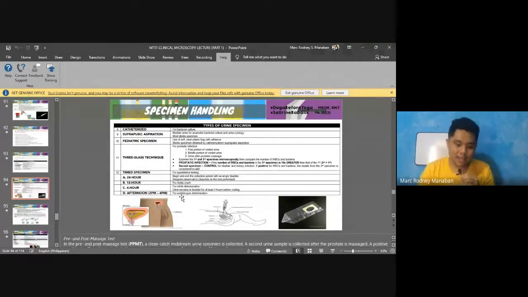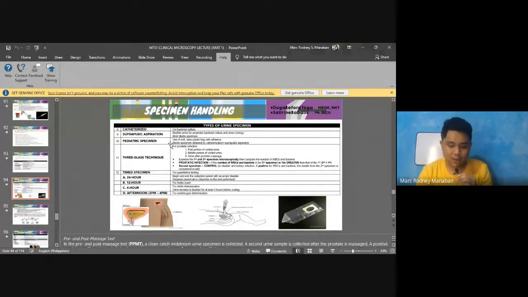Alright? So again, this is usually seen in patients with prostate cancer, where the prostate swells. So this is the prostate. The urethra gets pressed, so the urine cannot come out. That's why a catheter is needed.